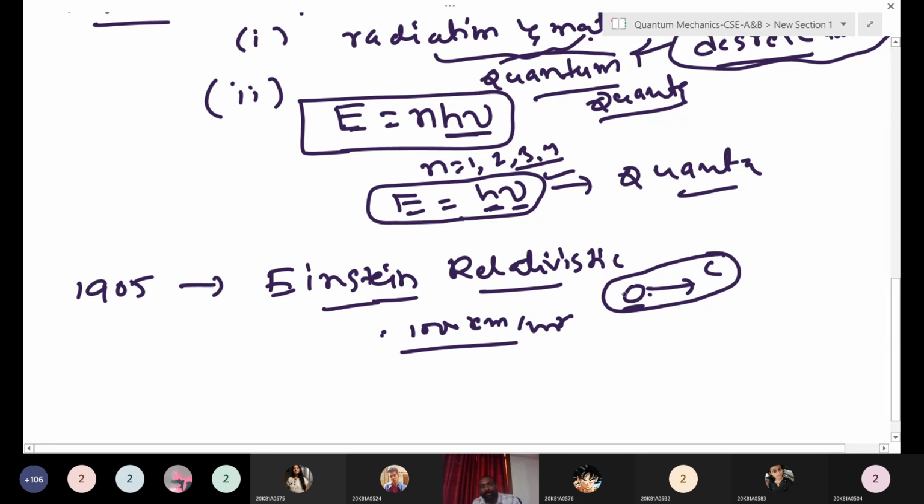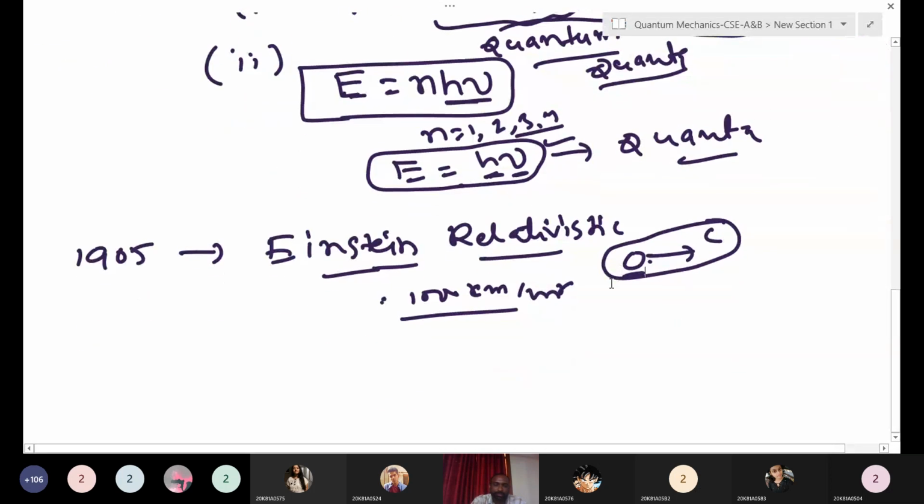Mainly, the relativistic theory explains what happens to a particle if you send it with light speed, and what the trajectory or behavior of that particular matter is. That is what he proposed.